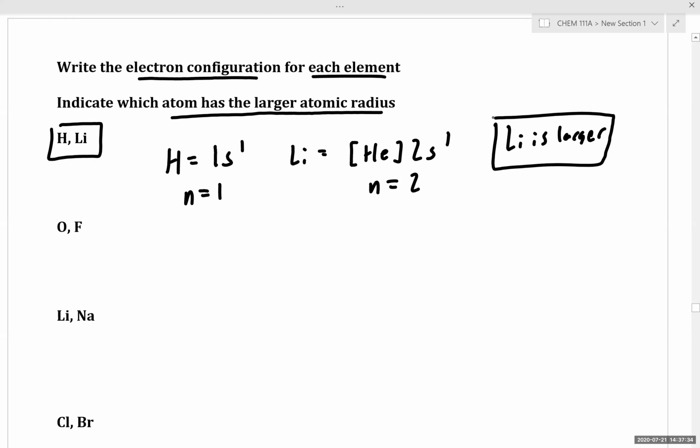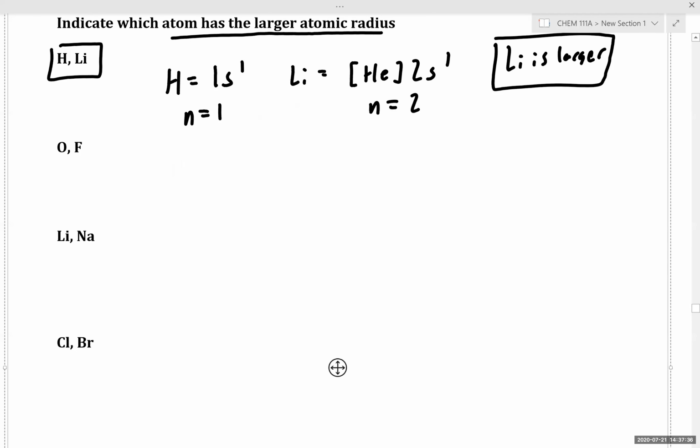Okay, so let's take a look at the following 3 examples. I'd like you to write the configuration for each of these atoms, and then I'd like you to predict which atom would have the larger atomic radius.